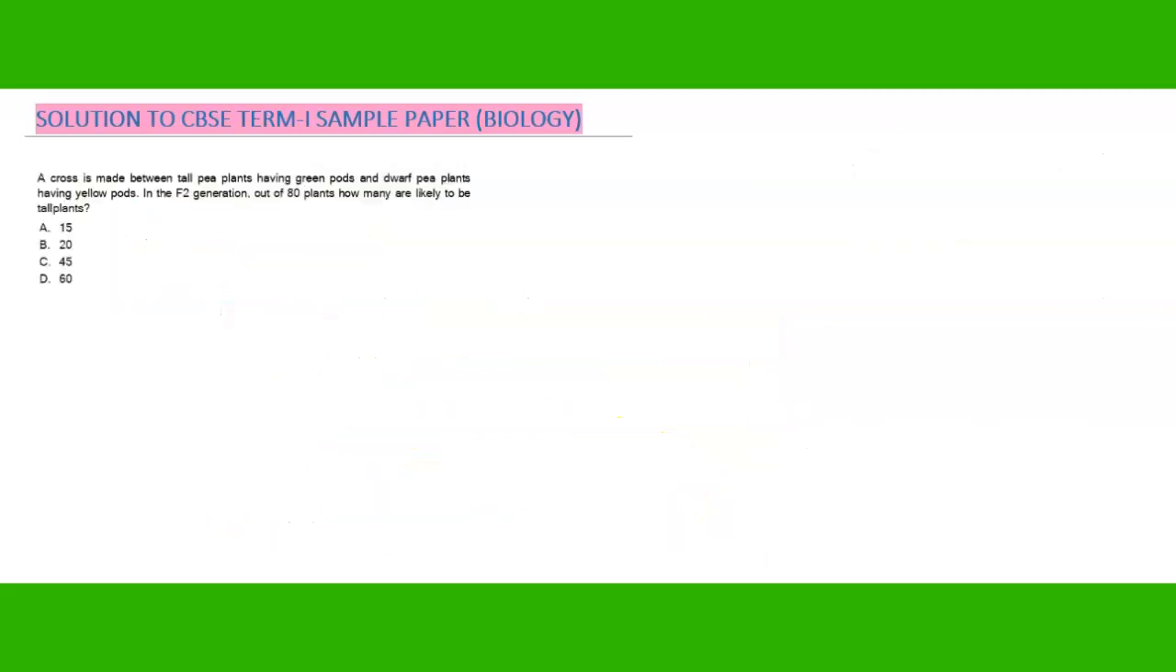This is our next question, which is asking: a cross is made between the tall pea plants having green pods and dwarf pea plants having yellow pods. In the F2 generation, out of 80 plants, how many are likely to be tall plants? Now see here, they are talking about the dihybrid cross.